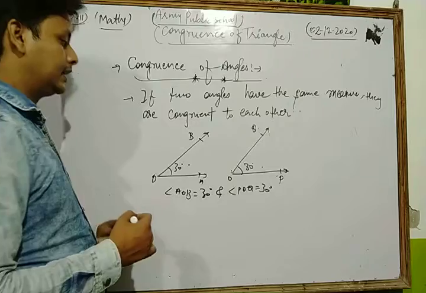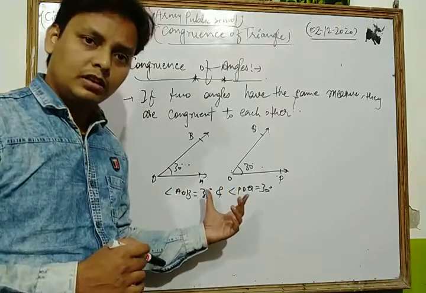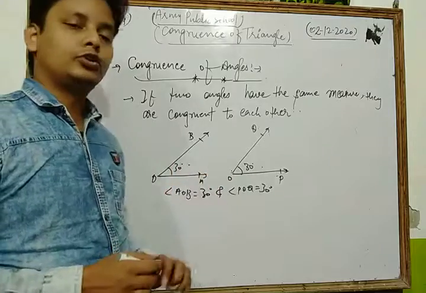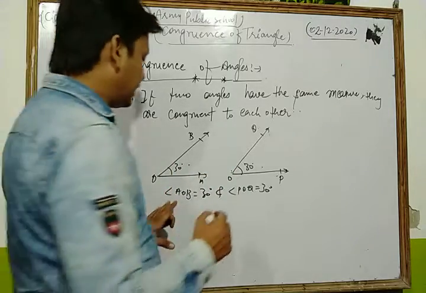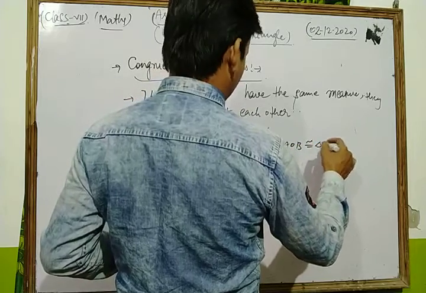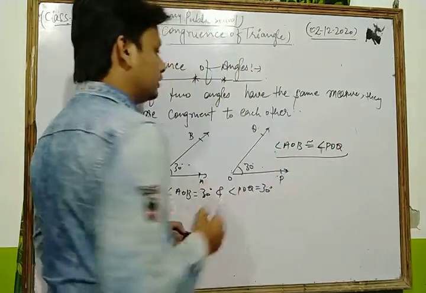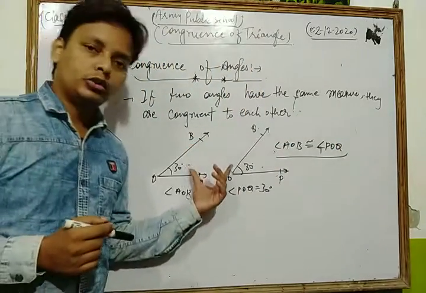Here both the angles AOB and POQ have the same measures, no? Have the same measures, then they are said to be congruent to each other. And if we write it this way, angle AOB is congruent to angle POQ. Okay, so this is the concept of congruence of angles.